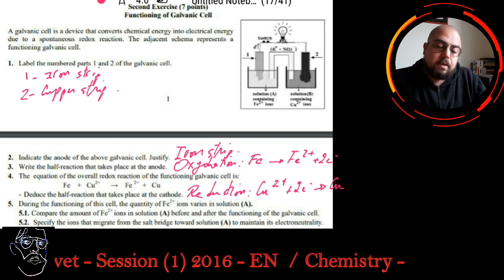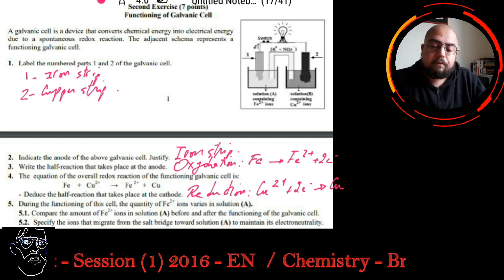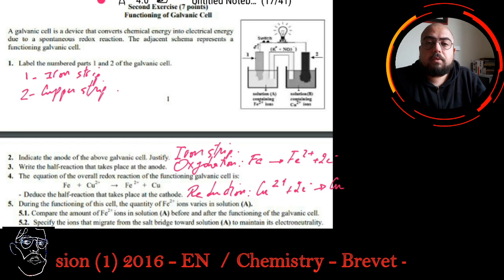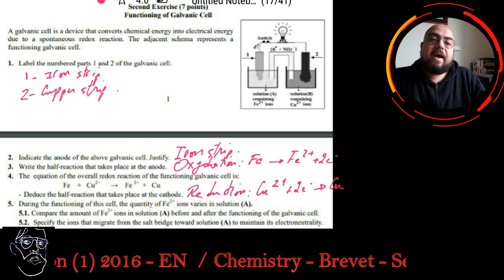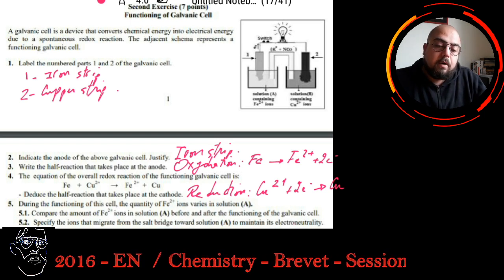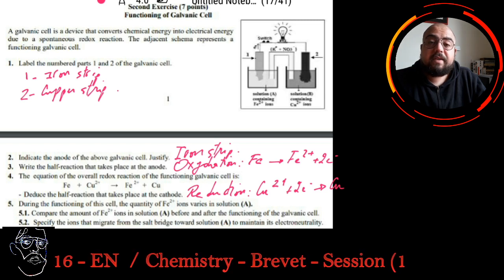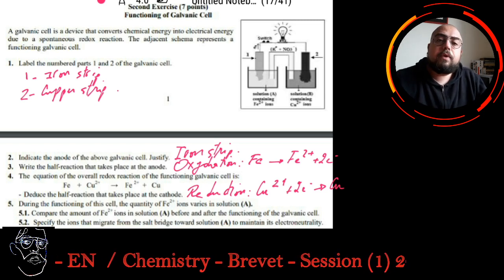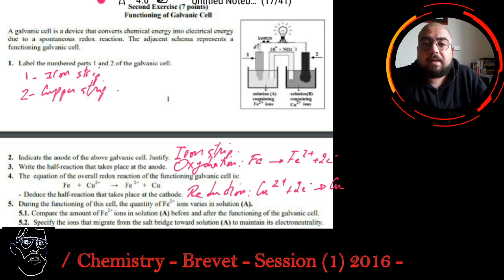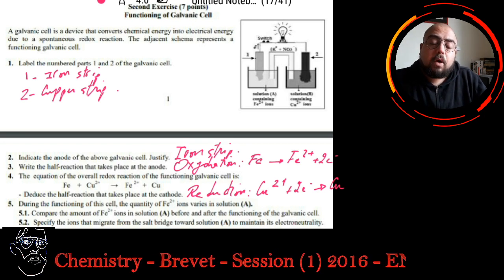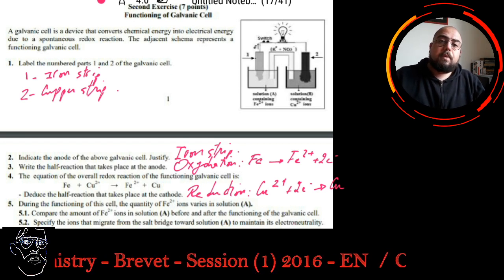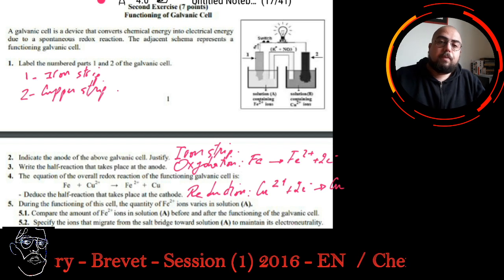During the functioning of the cell, the quantity of Fe2+ ions varies in solution A. Compare the amount of Fe2+ ions in solution A before and after the functioning of the galvanic cell. Now, before the functioning of the cell, let's say we had a certain amount of Fe2+, let's call it X. After the functioning of the cell, we have the oxidation going on at the anode. So this oxidation will generate Fe2+. So the quantity of Fe2+ will increase. It will be greater than its initial quantity X. That's why we can say that before and after the functioning of the cell, the quantity of Fe2+ is increasing.